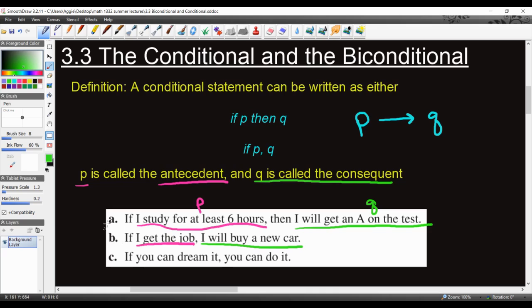And notice that this one uses the second form, P comma Q. But it's the same thing. The first one was saying P then Q because of that "then," but they mean the same thing. And finally, if you can dream it, you can do it. So "you can dream it" would be your P, and "you can do it" would be your Q, the antecedent and the consequent.